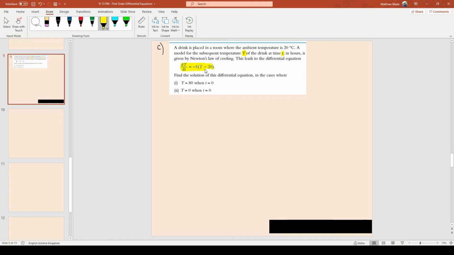And it says then to find the solution of this differential equation in the cases where temperature is 80 when time equals 0, and temperature is 0 when time equals 0. Okay. Now this question does start off just the same as the others, and I think you could probably pause the video and get ahead of me, but get it down to where you've got the modulus part as the left-hand side, as the subject, okay?